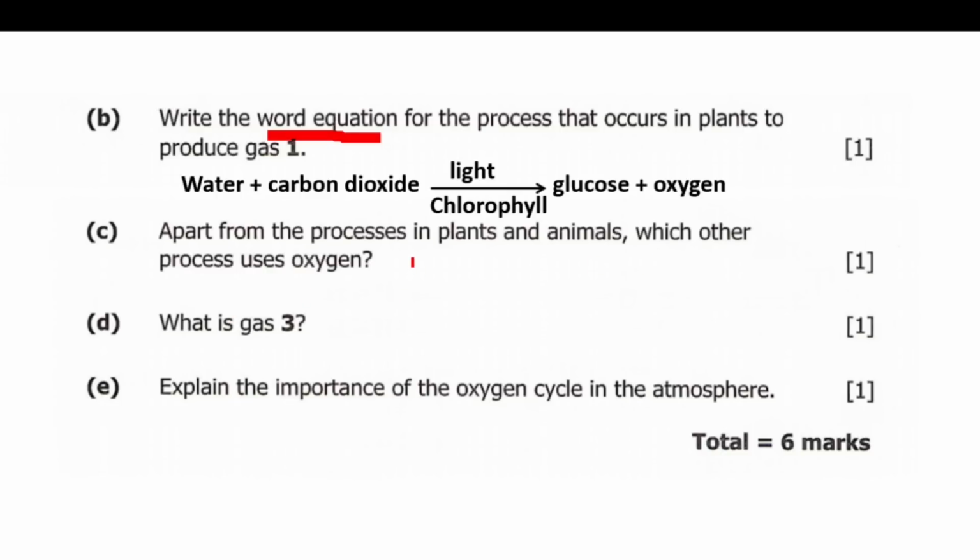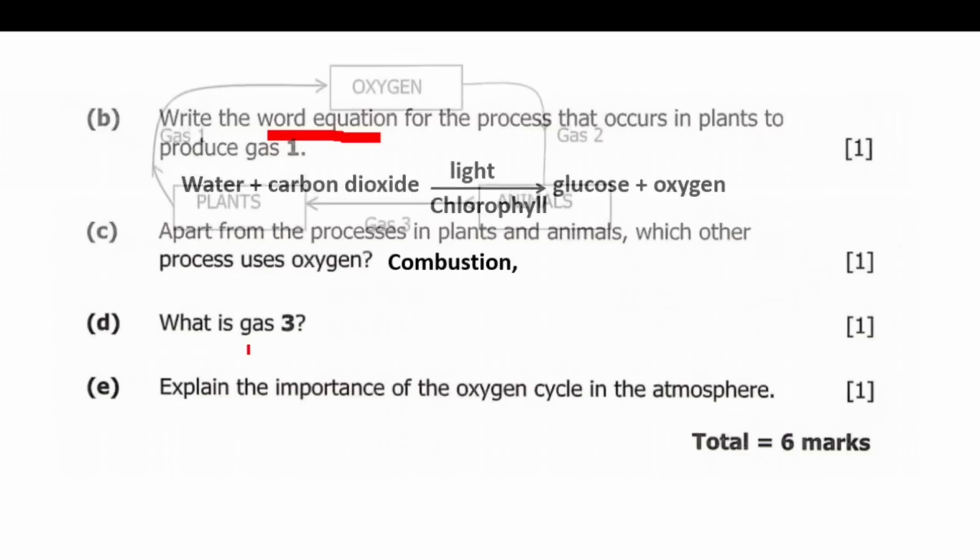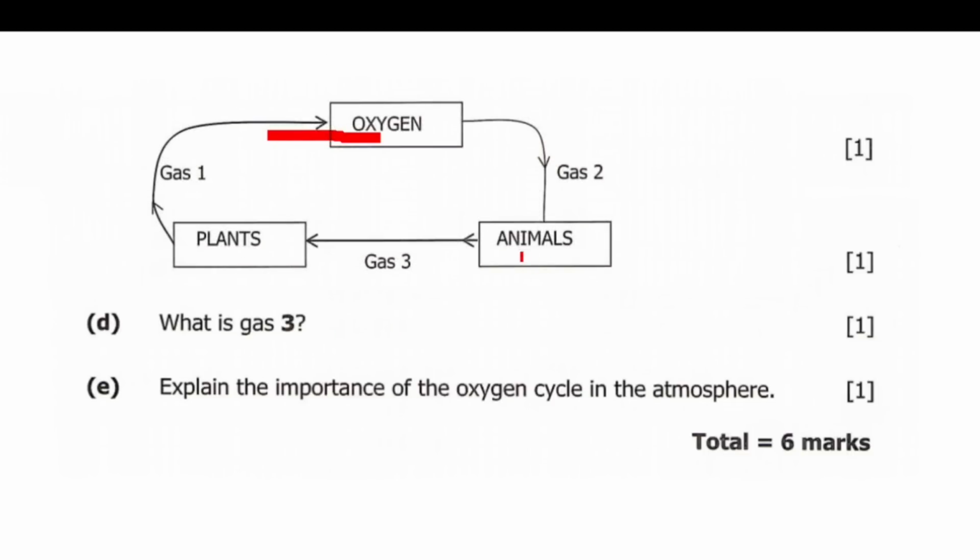Then C, apart from the process in plants and animals, which other process uses oxygen? Combustion, or the burning of substances, uses oxygen. So here our answer is combustion. D, what is gas 3? This gas 3 here, which is produced by animals, is carbon dioxide.